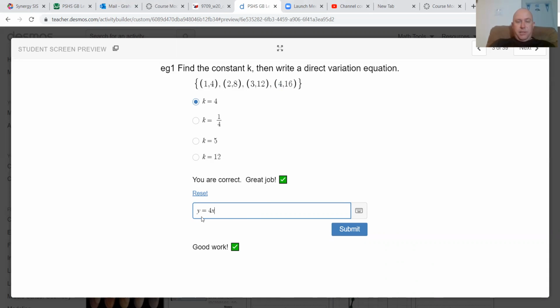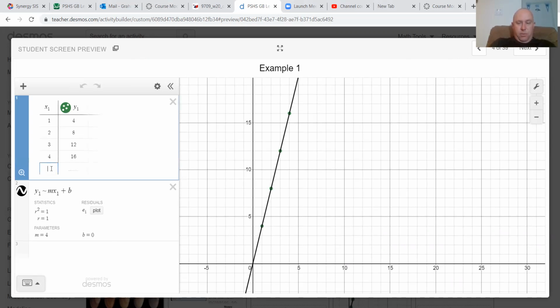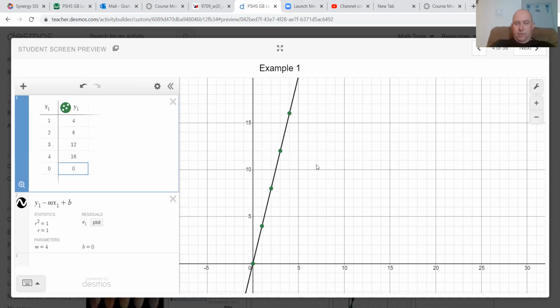So that rule on the last page said y equals kx, and you can see that that is true. Now, I actually typed in those values in a table as well, and you can see that they make a straight line. When you do your table, it's always worth adding in 0, 0 as well, just so you can see. And if you type in your equation of a straight line here, y1 tilde mx1 plus b, it will go ahead and join the line for you to confirm that it is a straight line for this one. And you can see that the slope is 4 here as well.